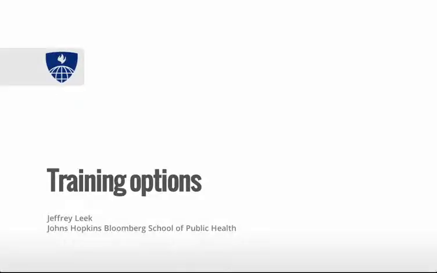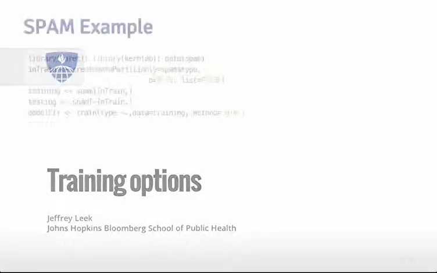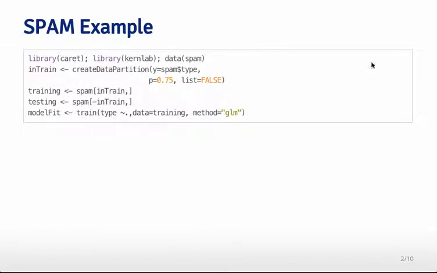This is a brief lecture about some of the training control options that you have when training models using the Carrot package. For this lecture, we're going to be using the spam example again just to illustrate how these ideas work. So we load the Carrot package, the KernLab package, and then we attach the spam dataset.